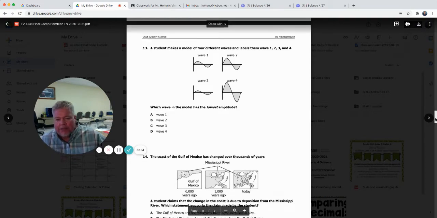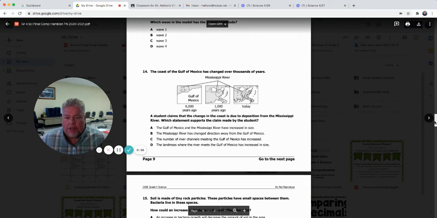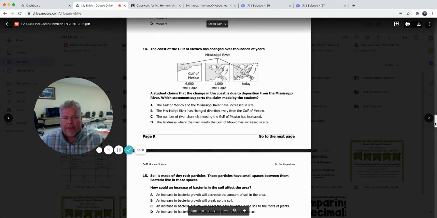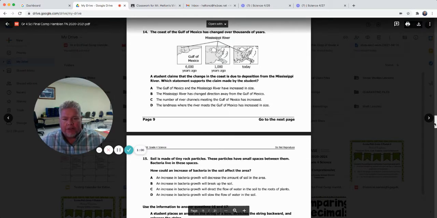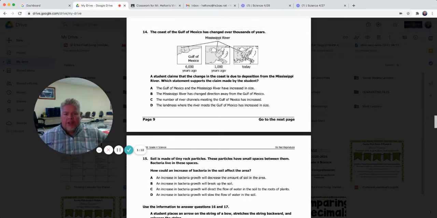Okay, number 14. The coast of the Gulf of Mexico has changed over thousands of years. So we've got 6,000 years ago, that's what it looked like. 1,000 years ago, this is what it looks like. Today, this is what it looks like. A student claims that the change in the coast is due to deposition from the Mississippi River. Which statement supports the claim made by the student?